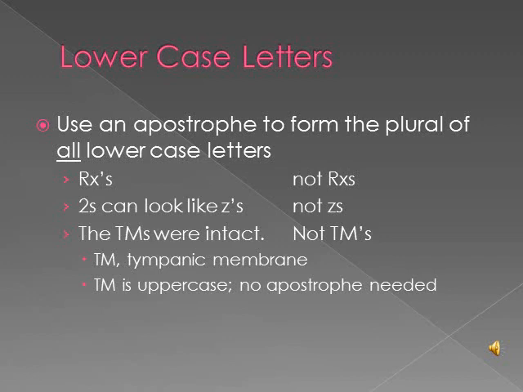We use apostrophes to form the plural of all lowercase letters, such as Rx apostrophe s for treatments, and Z's, Z apostrophe s. Otherwise, it would blend together and it wouldn't be clear. Notice, though, the TMs were intact for tympanic membranes. In this situation, it's not one of those capital letters that we need to have the apostrophe s in for clarity. So for uppercase abbreviations, no apostrophe s.